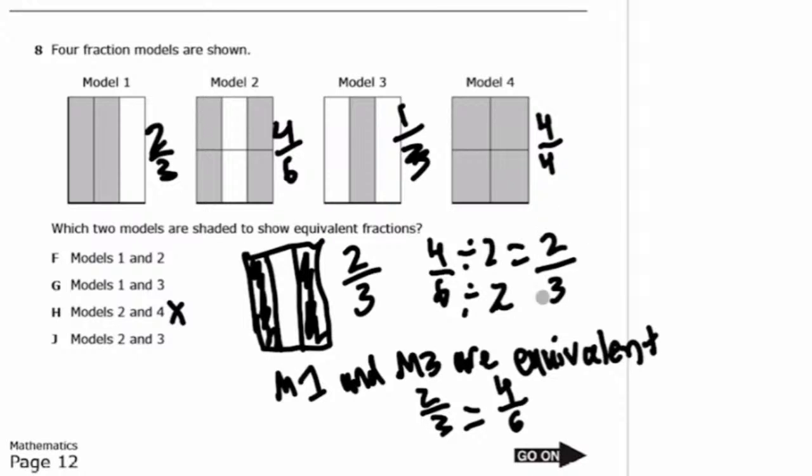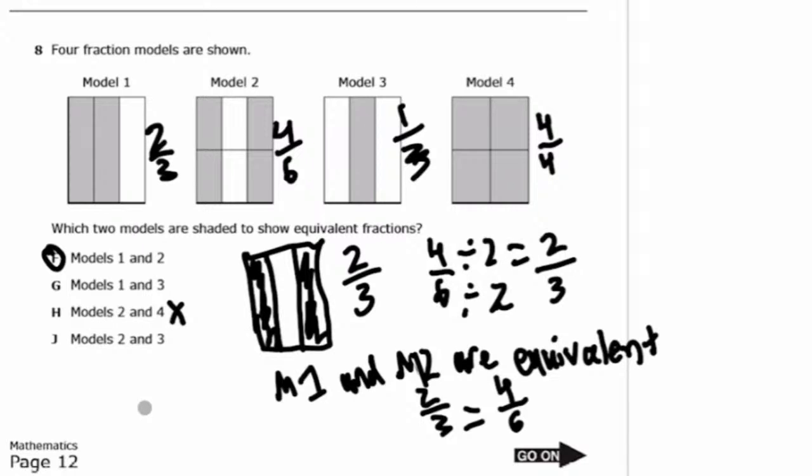So now if we go back to our answer choices to actually answer the question, sorry, this should not be model 1 and model 3. This here is model 2. Model 1 and model 2 are equivalent. So with that, if we go to our answer choices, F says models 1 and 2, and we just said that that's correct because 2/3 equals 4/6. So I'm just going to circle that for now.